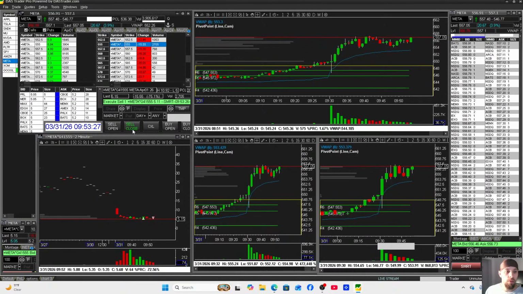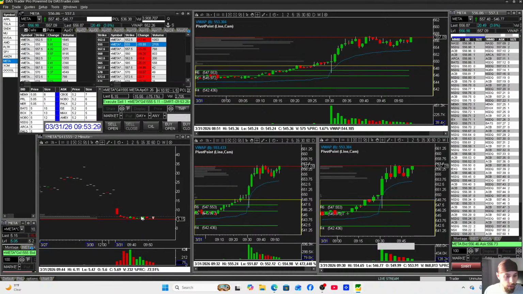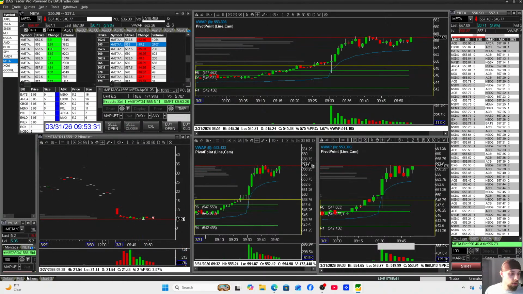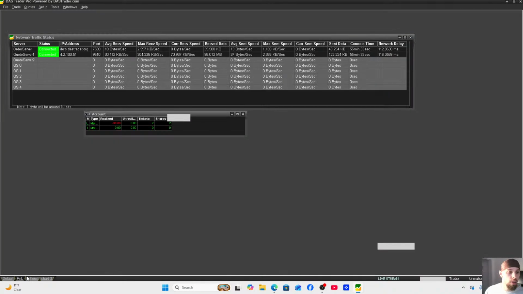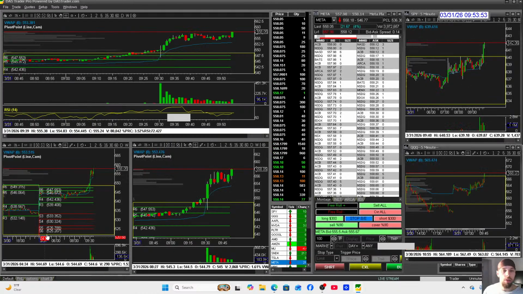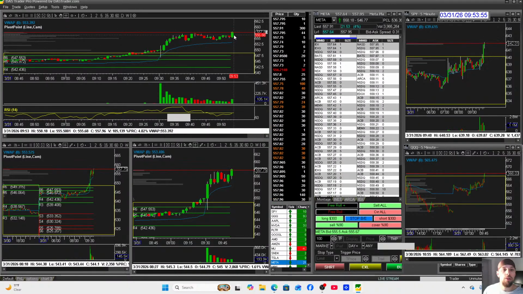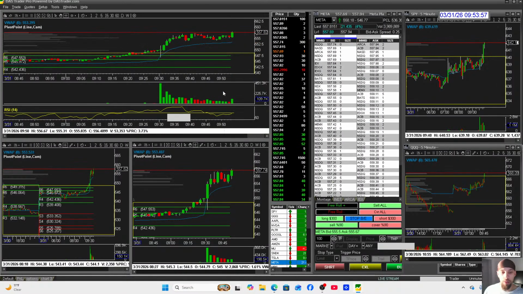Squeezed out there, so that makes sense. Okay, so minus $100 on that trade. Let's see, it's 331. So minus 98 on that trade. As you can see, it squeezed up. Happy we got out a little earlier.